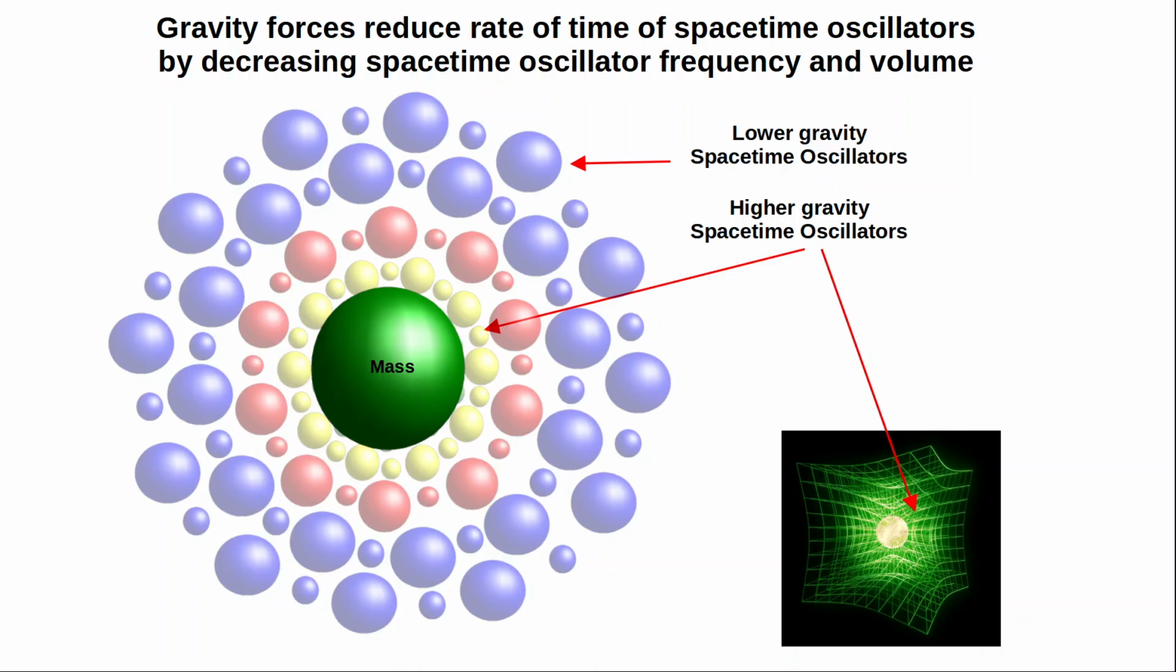So our higher gravity space-time oscillators, which are smaller the closer they get to the mass, the yellow would be the slowest rate of time, more gravity, and then the red would be less gravity, and then the blue would be even less gravity affected by the mass.